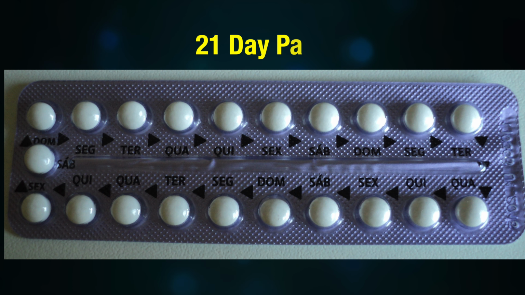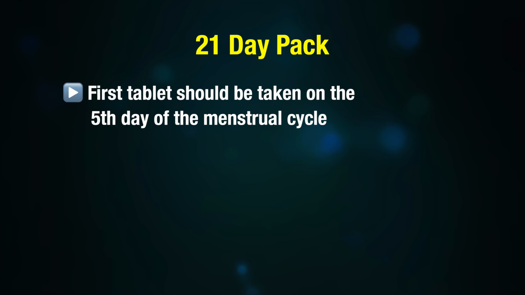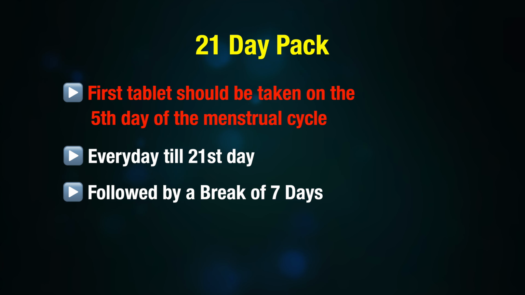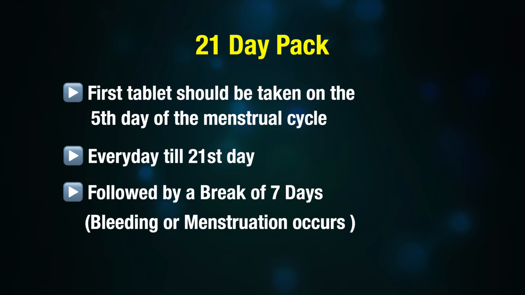For the 21-day packet, the first pill should be started on the 5th day of the menstrual cycle, every day for 21 days, followed by a break for the next 7 days. That is, no tablet for 7 days after taking tablets every day for the first 21 days. The first course should be started strictly on the 5th day of the cycle, and any deviation might not be able to prevent pregnancy. During these 7 days break, menstruation occurs.